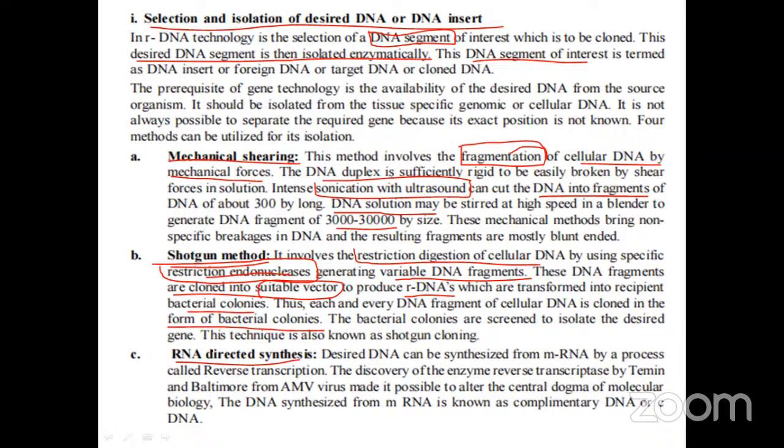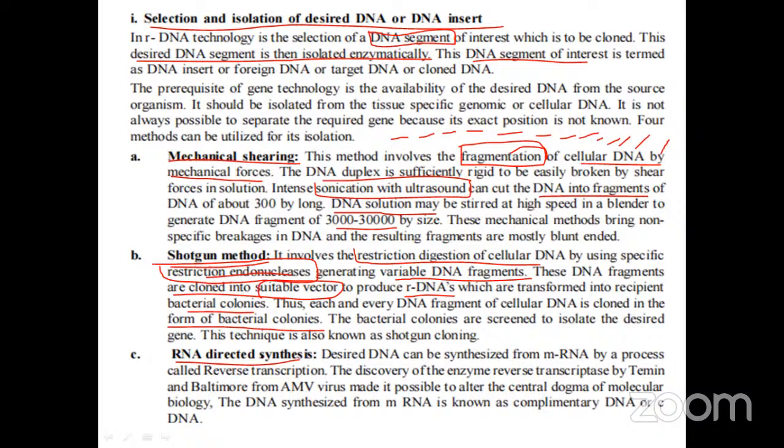But first what we get is a number of DNA strands, 2, 3, 4, but we don't know where the desired DNA is present. So how do we get this desired DNA? First of all, all these broken DNA or broken genomes are introduced into the vector. After the vector, it is transformed into the host. After forming transformed cells, you select where the desired DNA is present with the help of radioactive probes. Right.